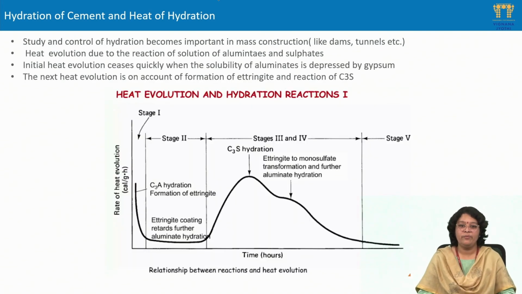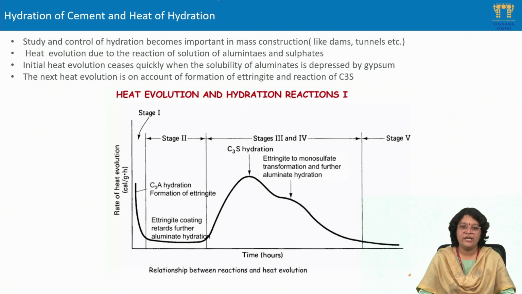So here we are also able to see the formation of the compounds at each stage of the hydration that happens when water is added to the cement. On the x-axis you can see time, and on the y-axis the rate of heat evolution in calories per gram per hour. In stage 2, the ettringite is going to get dissolved.